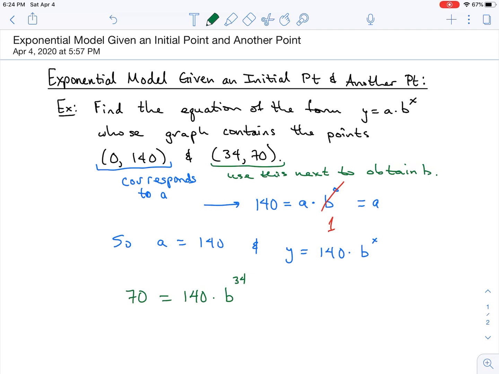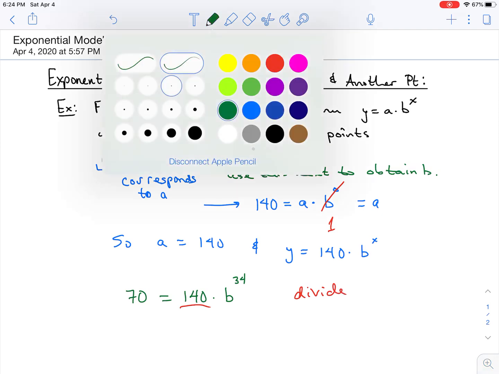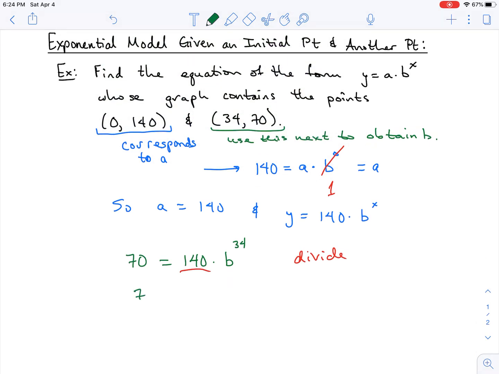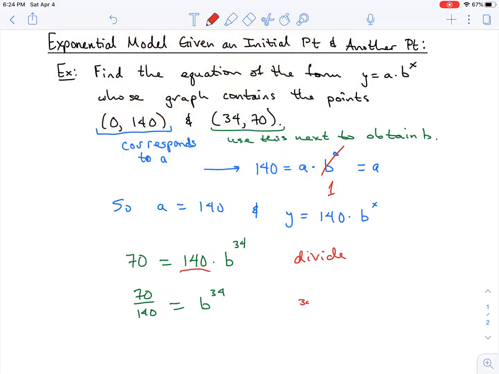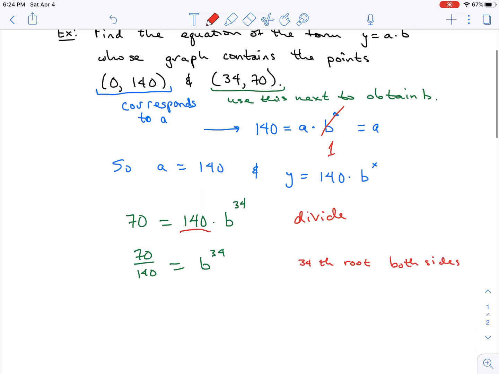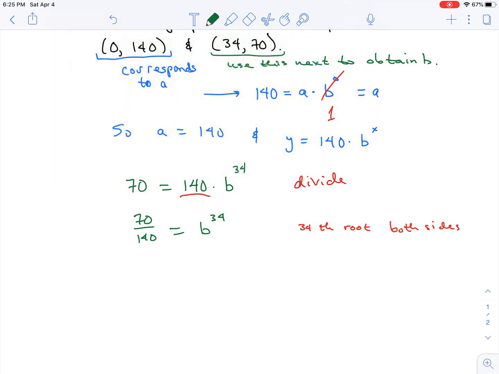And this is actually a fairly basic task to perform. We'll just divide both sides by the 140 to isolate the power. So we have 70 over 140 is equal to b to the 34. And to get rid of that 34th power, we will do the 34th root of both sides. And so what we obtain is that b is equal to the 34th root of 70 over 140.